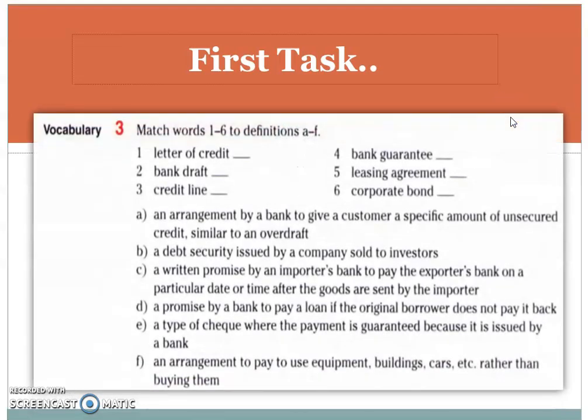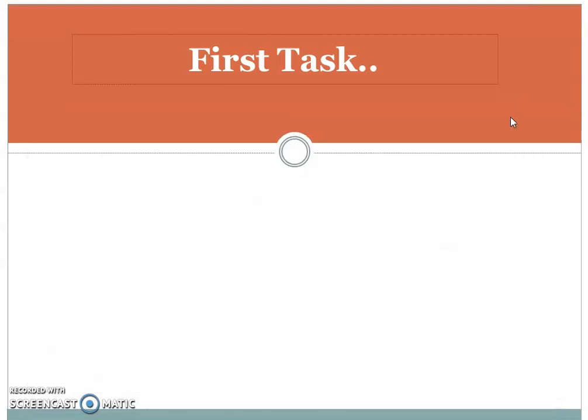Okay, now let's proceed. For the first task, did you understand it? Do you want me to give an example, or I will give you the correct answer for number one? Well, as you wish, I will give you an example for the first task. Letter of credit, what's the answer here?